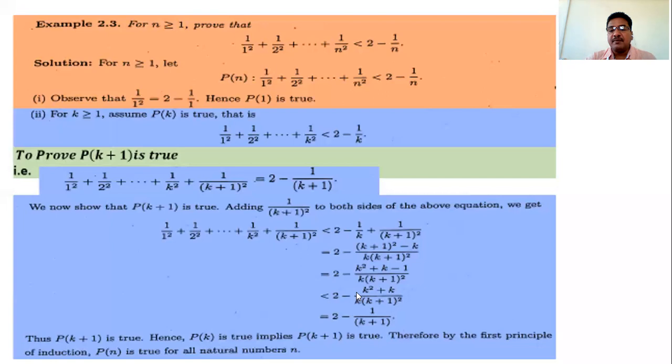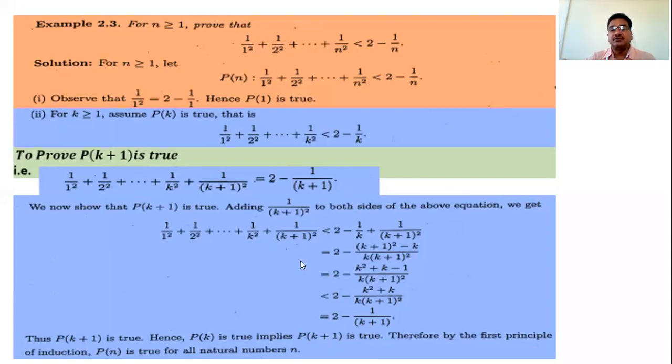Take this k as common. So what do we have? k in the bracket (k+1). So k(k+1) cancels with this bracket, and k gets cancelled. We have 1/(k+1). Okay, 2 minus 1/(k+1), and that is what we have to show.